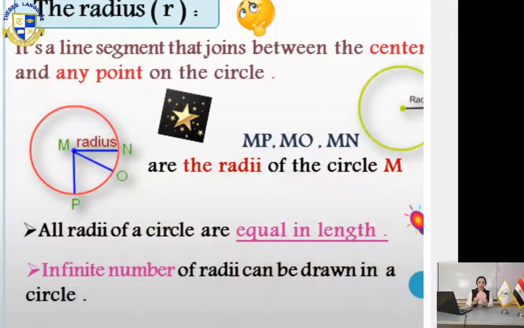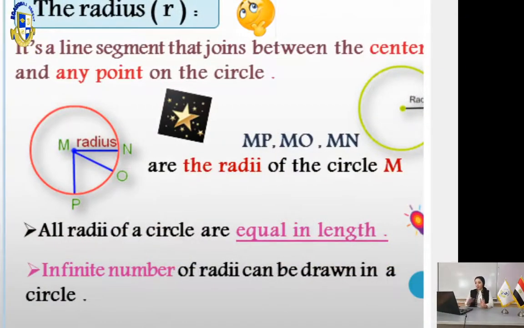Okay, so now the meaning of radius: it's a line segment that connects or joins two points, the center of the circle and any point on the circle. Okay?